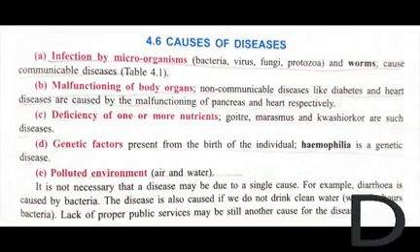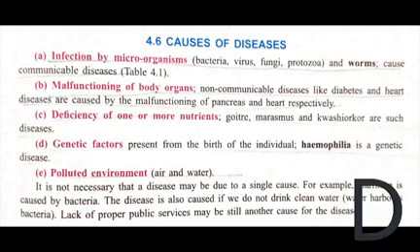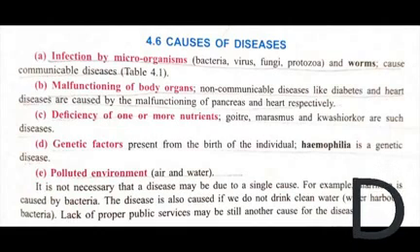As I told you earlier, for any kind of disease there are causes, symptoms, and preventive measures. So let us see what the causes of disease are. For communicable disease, the causes are of one type; in non-communicable disease, causes are of different types. One such cause is infection by microorganisms. The various disease-causing microorganisms are classified into bacteria, virus, fungi, protozoa, etc., and also worms.